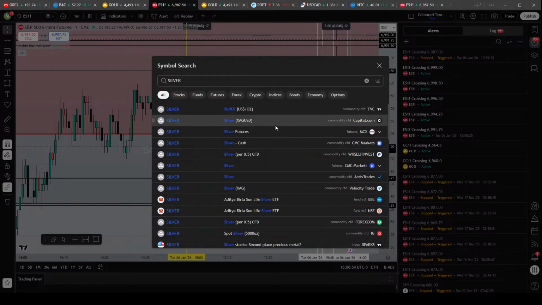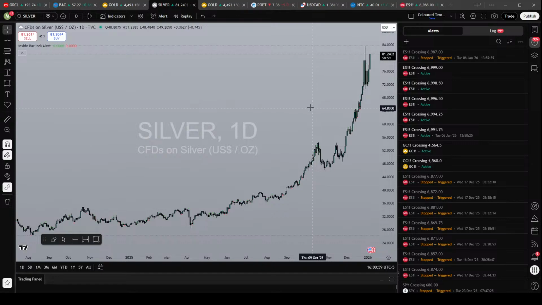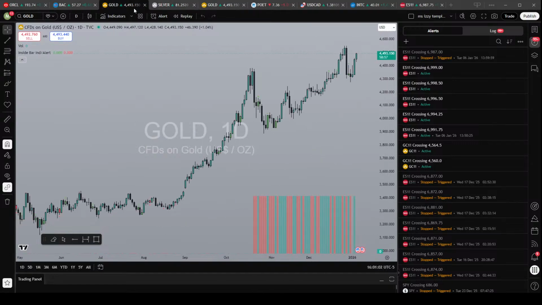Silver, last time I looked at silver, I don't remember what it was, but I'm trying to see if I can find my silver chart. I don't know what template I put it on.